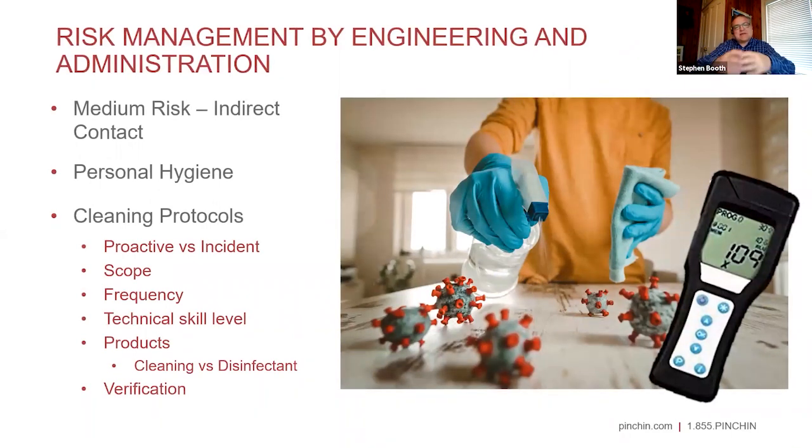So the next level of engineering and administration control we're looking at are the medium risk level of indirect contact, so stuff we pick up from surfaces. And the first and foremost measure there is personal hygiene. It's not going to be possible for any building owner or employer to keep every surface in every building scrupulously clean at every single point in time.